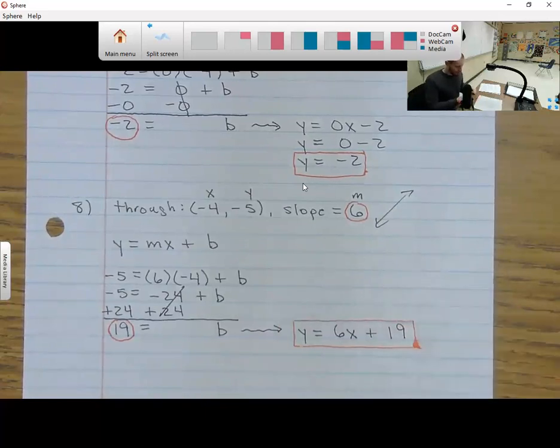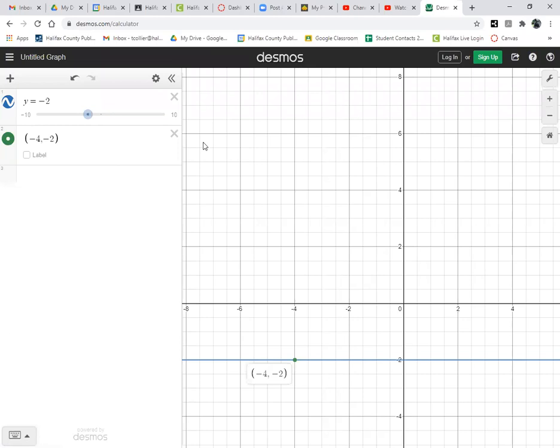Man, my pen is running today. But anyways, you get the point of it. You're basically plugging in everything that they give you. Now, let's take a look at the line on Desmos and see what it looks like. This is a really good way to check your answer. So I'm going to get rid of everything that's on the left side, and I'm starting over fresh.